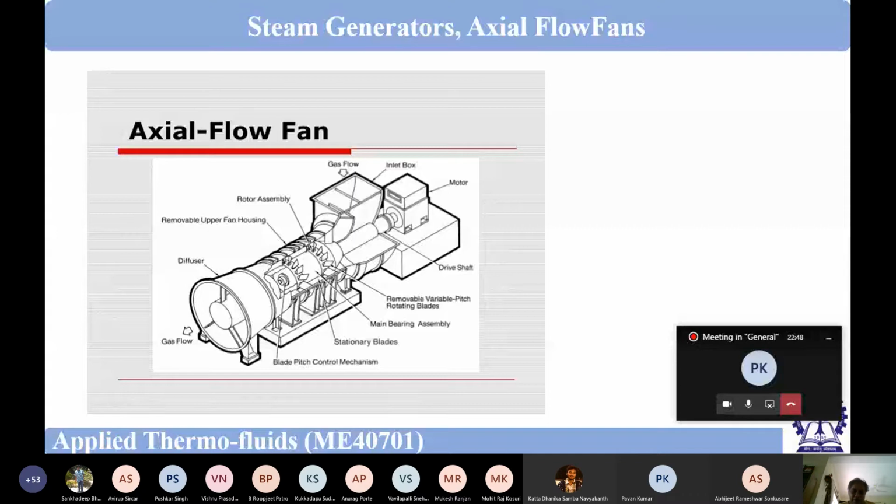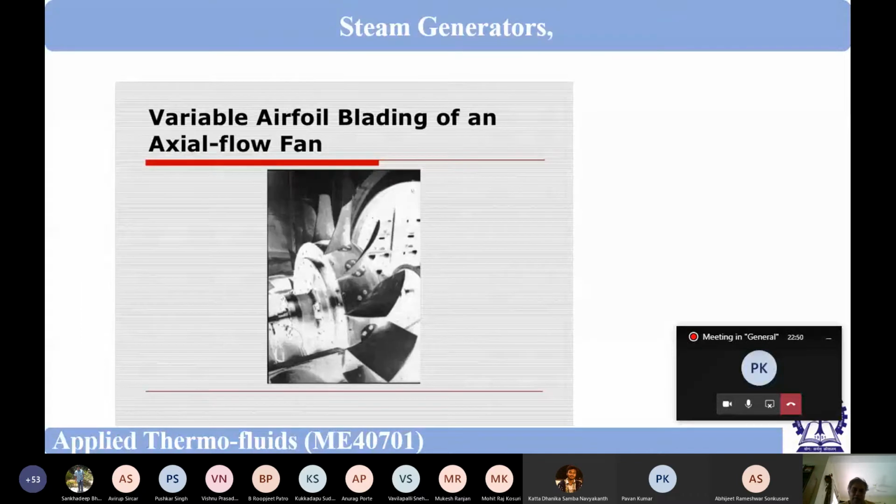So this is your axial flow fan, and this is the blade of the axial flow fan, and you can see that the pitch angle can be controlled. By controlling the pitch angle, you can also control the amount of flow rate and obviously the amount of pressure rise across the fan. It means each pitch angle will give you a different fan characteristic curve. Do you have any question up to this?